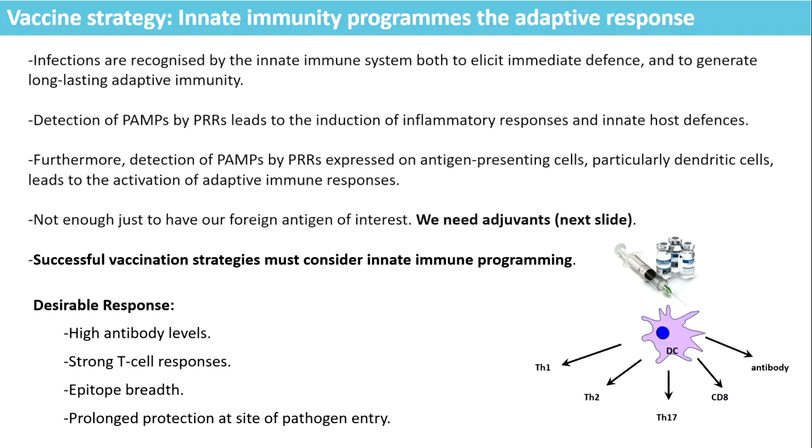We have the detection of the pathogen-associated molecular patterns by PRRs, and this will not only induce the inflammatory response and innate host defenses, but is also crucial in activating the PRRs on the antigen-presenting cells, so on your dendritic cells, for example, and this will ultimately lead to the activation of our adaptive immune response. So we need to remember that link between the innate and the adaptive immune response.